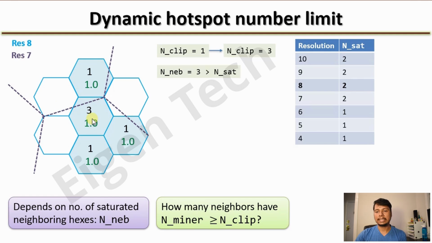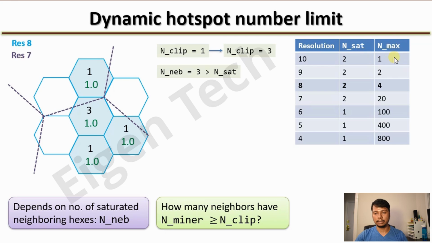No, because there is again a limitation on this, represented by this n_max number, and again it is different for different resolutions. For resolution 8 this is 4. That means that even if I place 5 hotspots in its neighbors, the maximum number of hotspots that I can place here without the reward scale being brought down is still going to be 4. So with 4 hotspots you can still have a reward scale of 1.